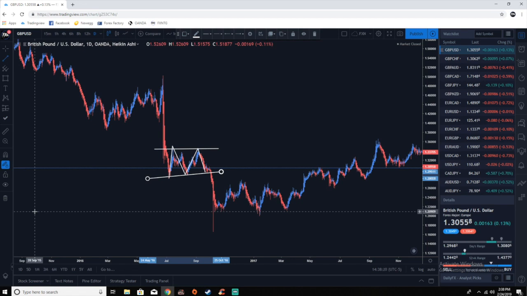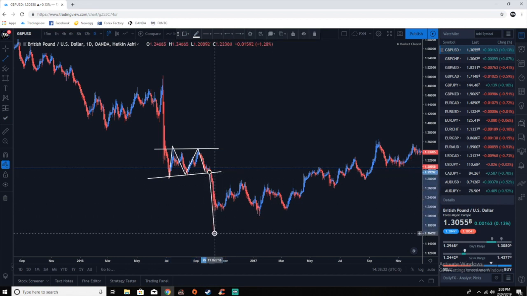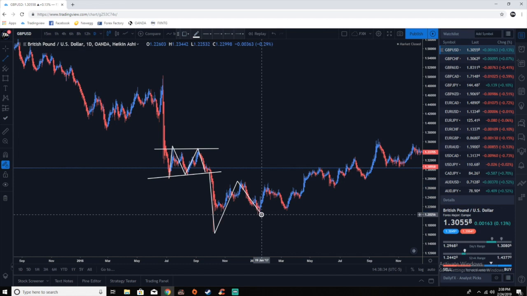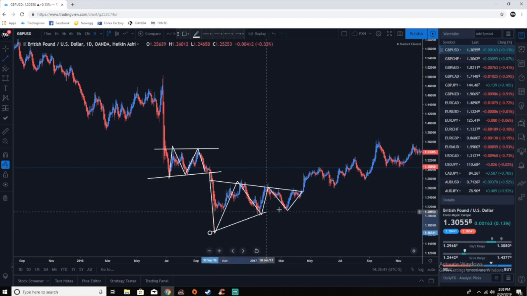When is a new level created? Whenever price breaks that structure and moves down or up to another level. Here it broke that structure, came down, and now we've created a new level here. So this is a new level here.